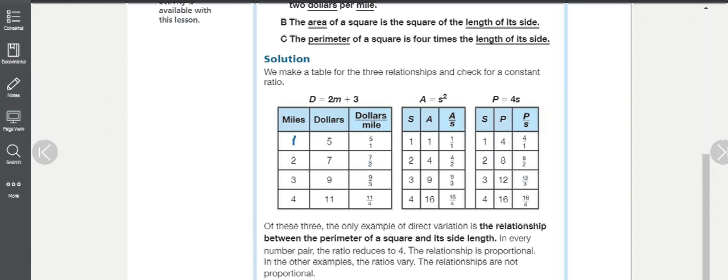What if it was 1 mile? What if it was 2 miles? What if it was 3 miles? Okay. Well, you start with the $3 charge, and it's $2 per mile. So $2 for 1 mile is 2, plus the 3 that starts it is 5.